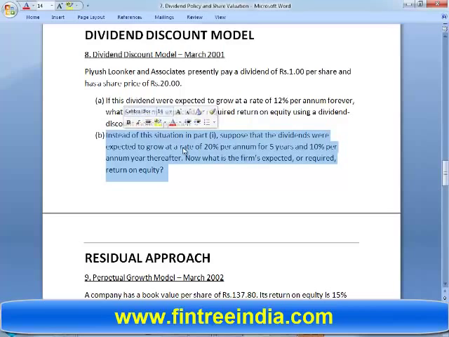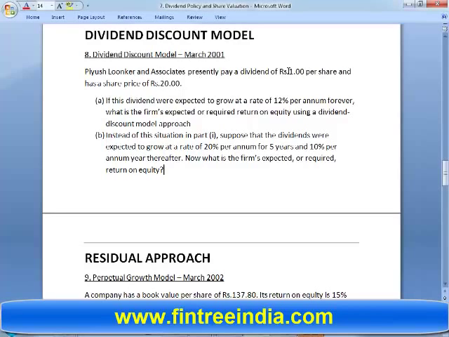Tell me, how do you solve this? Okay, see, how do you solve this? This is where you'll have to do some reverse calculation. First to understand, then I'll make you write this down. The current dividend is given to you as 1 rupee. They say that it will grow by 20% for 5 years.